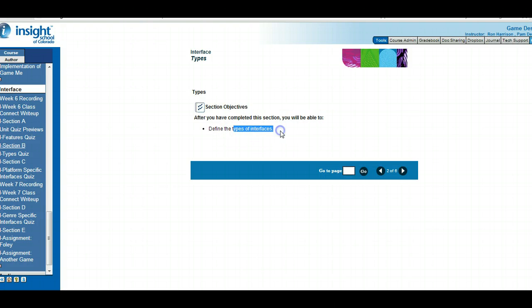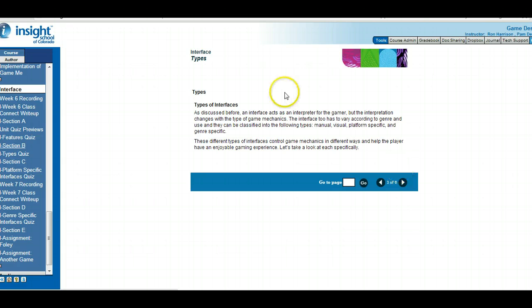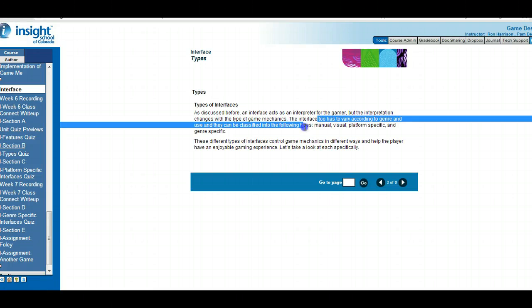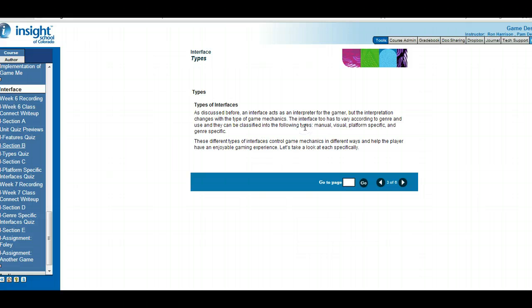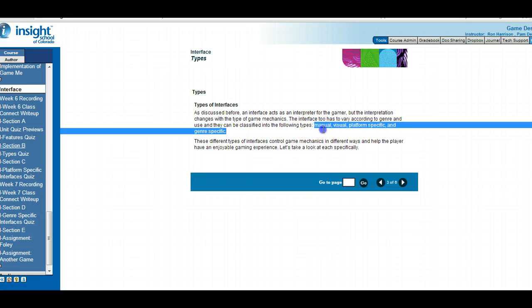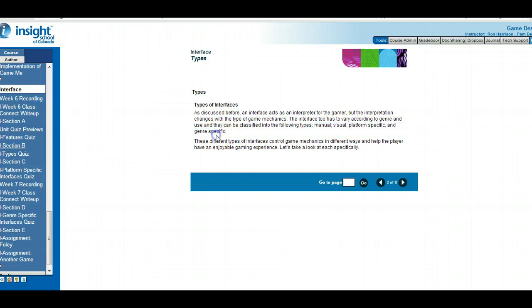So we're going to look at the different types of interfaces. There are 4 main types of interfaces. And of course, interfaces vary according to the genre of the game and the types of players they're expecting to have. But the 4 types of interfaces are manual, visual, platform specific, and genre specific. So those are the 4 types of interfaces.